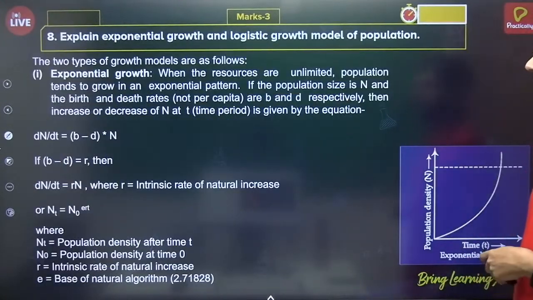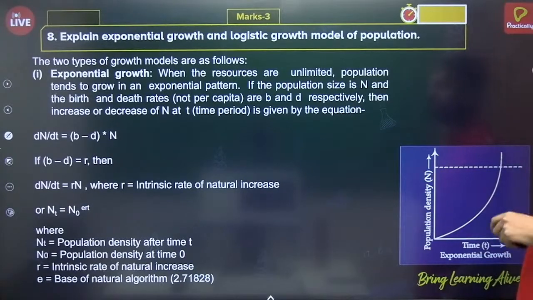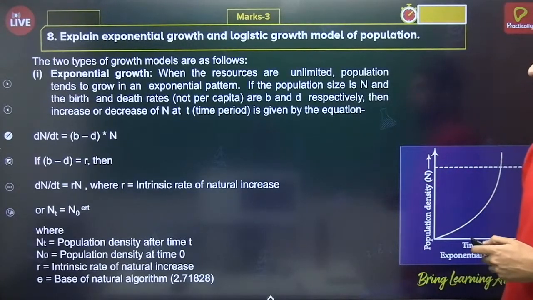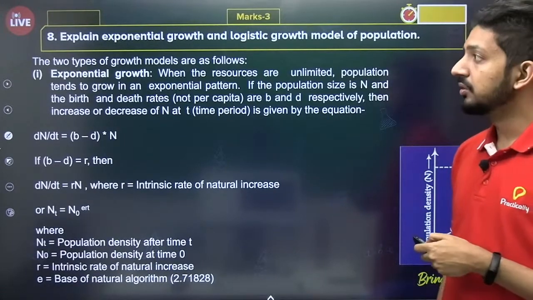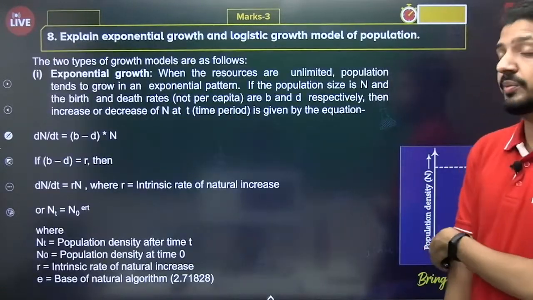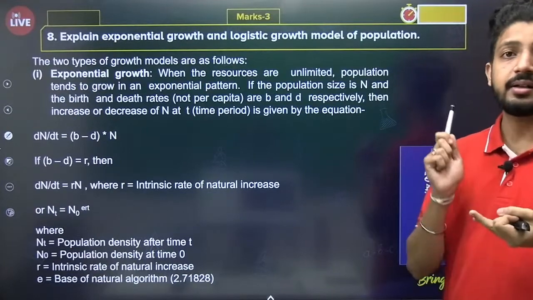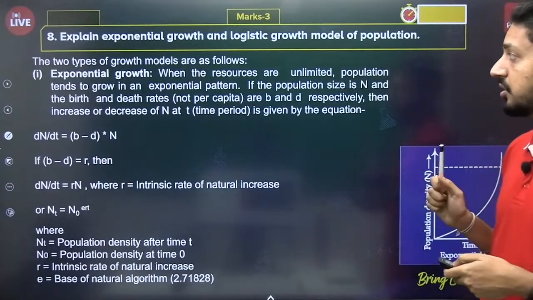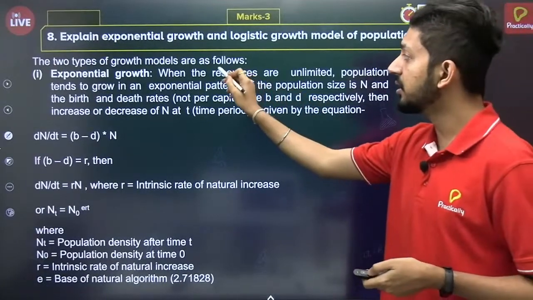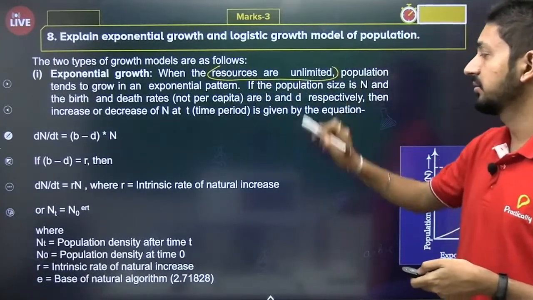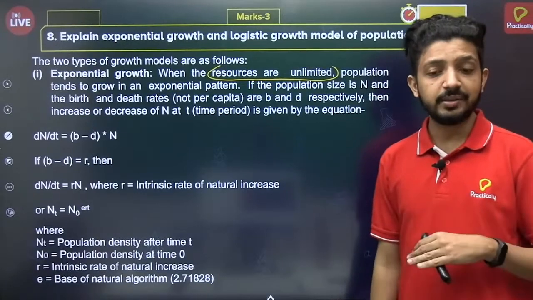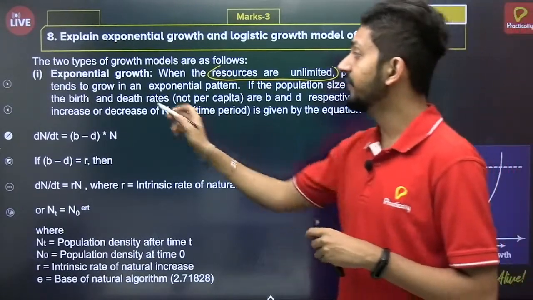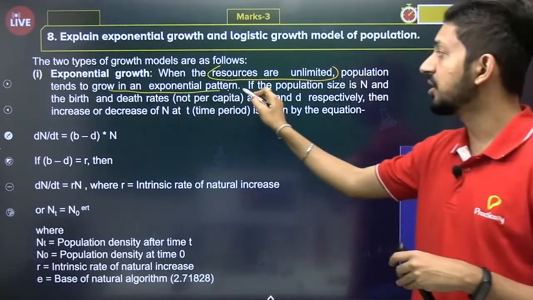Moving ahead: explain the exponential growth and logistic growth model of population. So we know that there are 2 models of population growth. One is the exponential and another one is the logistic growth. Exponential growth happens only when the resources are unlimited. So when the resources are unlimited, the population will tend to grow in an exponential pattern.